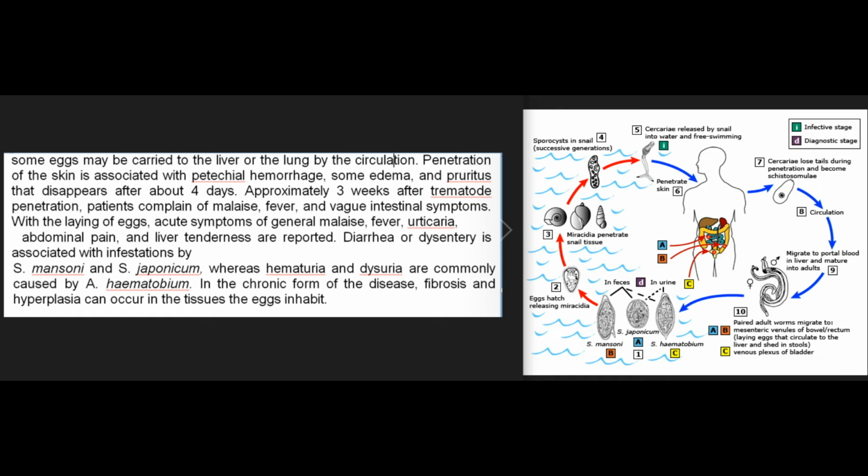Diarrhea or dysentery is associated with infestations by S. mansoni and S. japonicum, whereas hematuria and dysuria are commonly caused by S. haematobium. In the chronic form of the disease, fibrosis and hyperplasia can occur in the tissues the eggs inhabit.